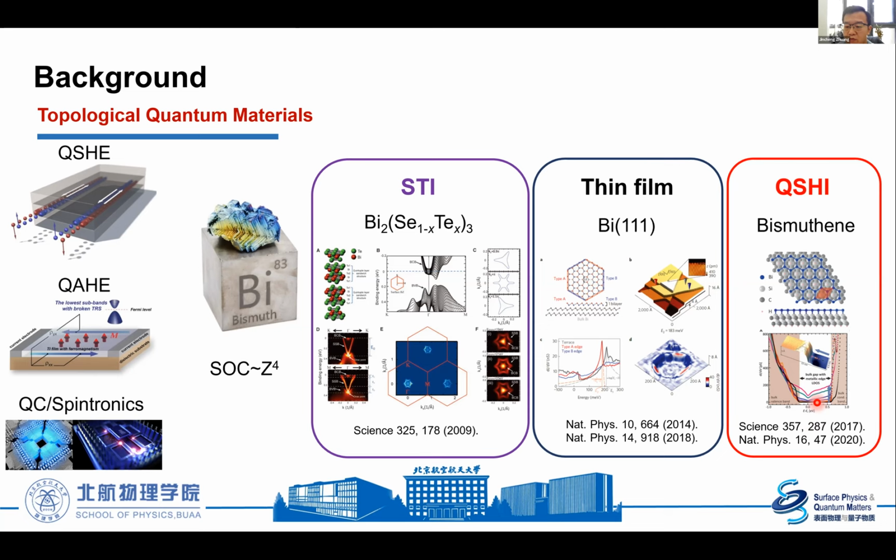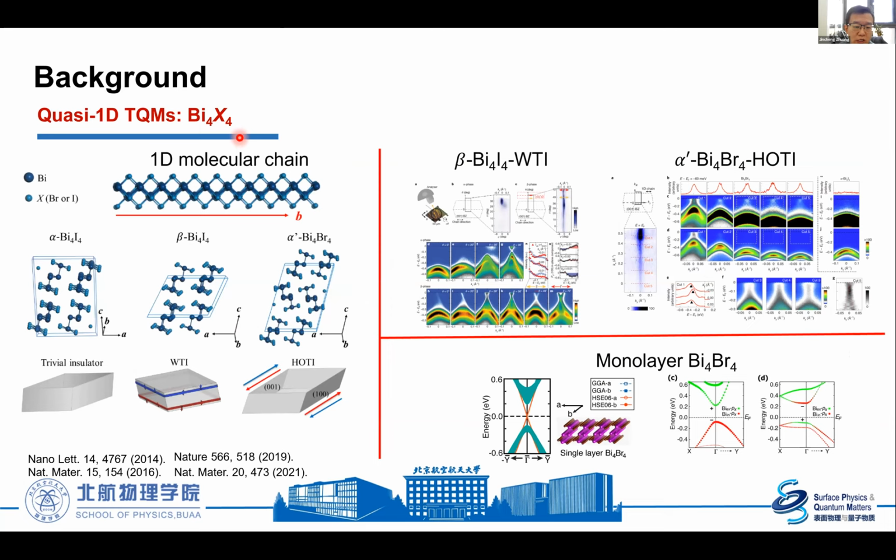And for most of the discovered quantum spin Hall insulators, the interlayer interaction is a covalent bond, so it is harder for these materials to obtain atomic-thick layers. And the recently discovered bismuth halide system is a quasi-one-dimensional structure. Its structural building block is one-dimensional molecular chains, and the interchain interaction is the weak van der Waals force.